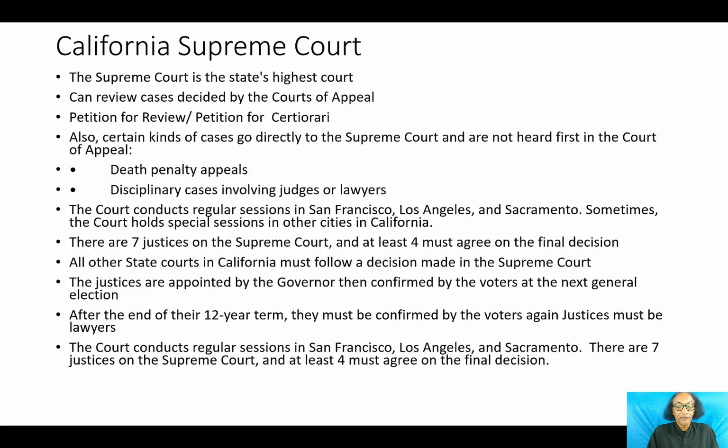It's mandatory. The justices, California Supreme Court judges are called justices, are appointed by the governor, and then confirmed by the voters at the next general election. They serve a term of 12 years, and every 12 years they must be confirmed again. One additional requirement is that they must be lawyers.